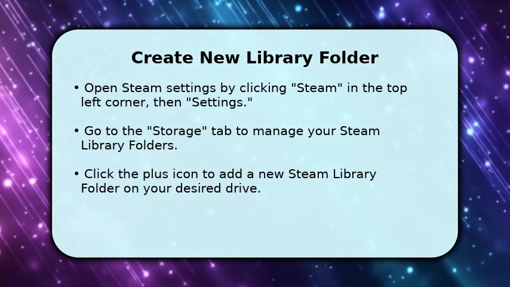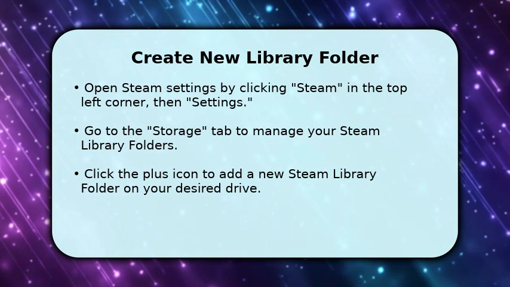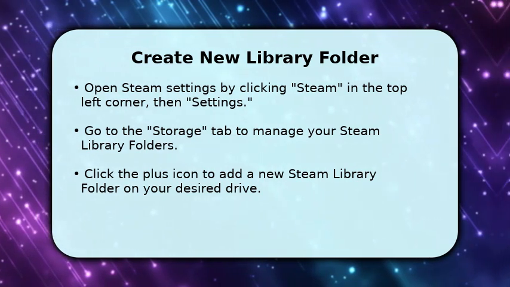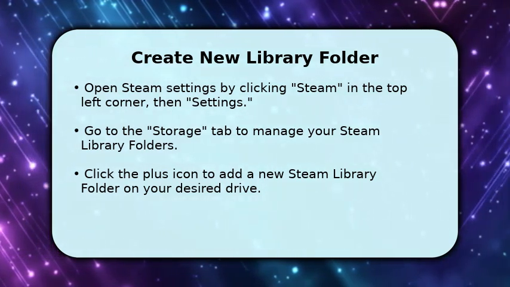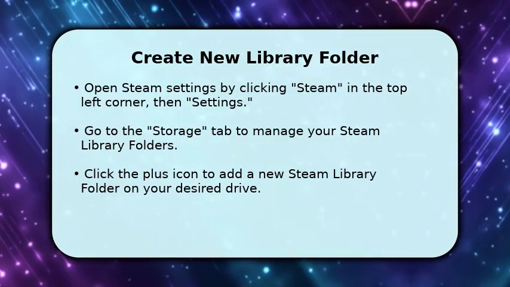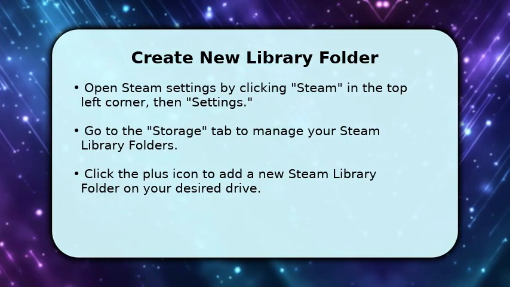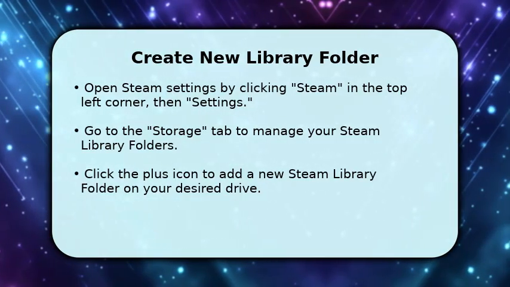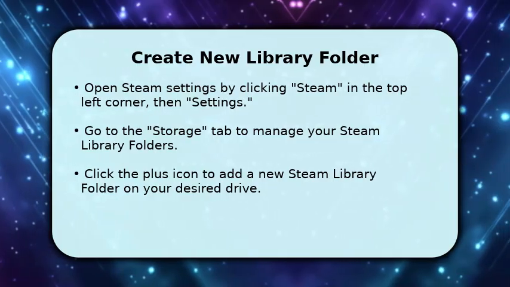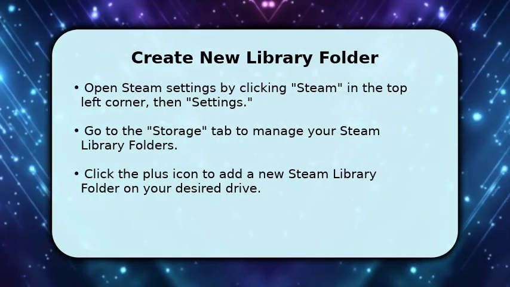Before moving a game, you need a destination. Go to Steam Settings, then select the Storage tab. Here, you will see your current Steam library folders. Click the plus icon to add a new folder on a different drive or partition. Choose the drive and create a new, empty folder for your games. This new folder will become a valid Steam library location.